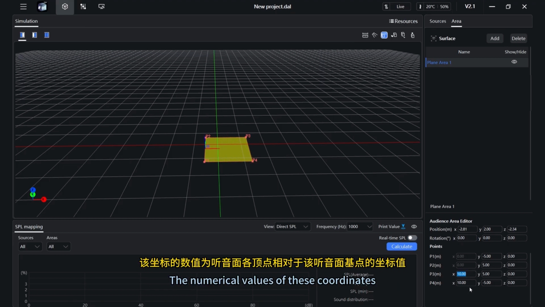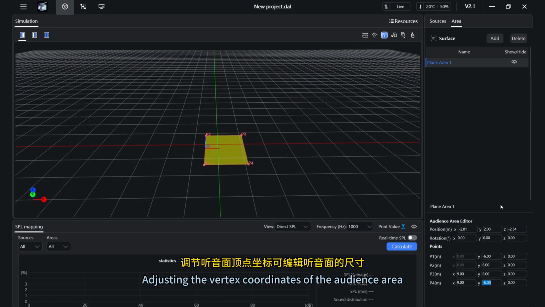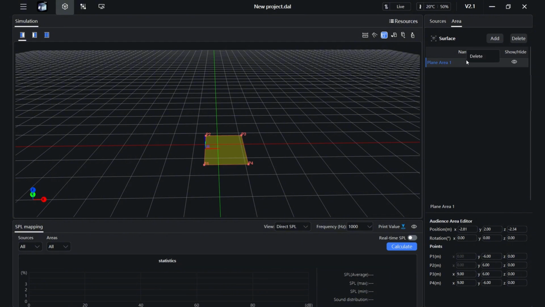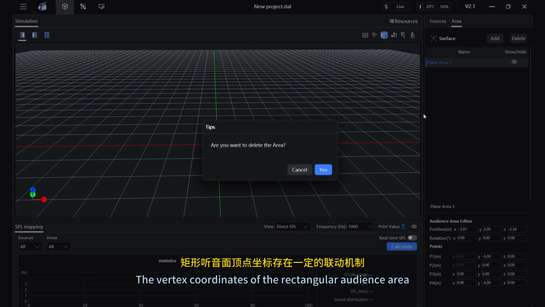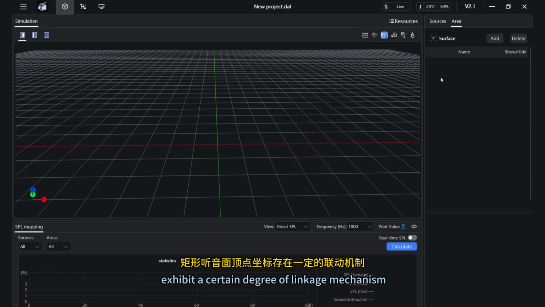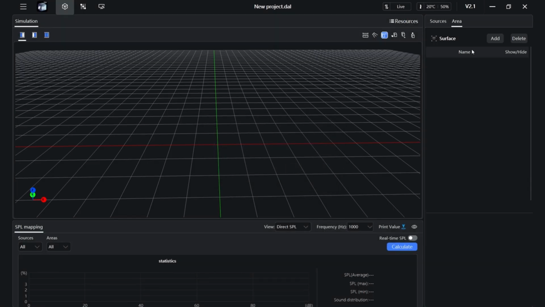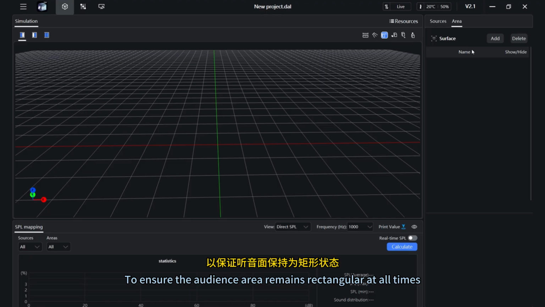The numerical values of these coordinates represent the positional values of each vertex within the audience area relative to the reference point of that audience area. Adjusting the vertex coordinates of the audience area allows you to edit its dimensions. The vertex coordinates of the rectangular audience area exhibit a certain degree of linkage mechanism to ensure the audience area remains rectangular at all times.